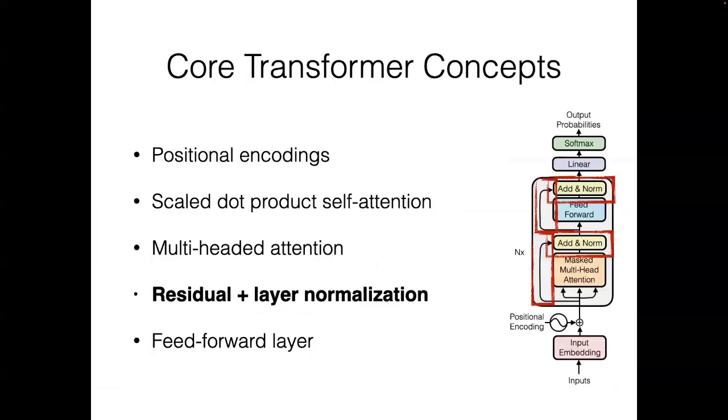Okay, so any questions on the multi-head attention before we go to the next part? Can you explain why the attention mechanism used in the decoder has a mask, but the attention mechanism used in the encoder does not?